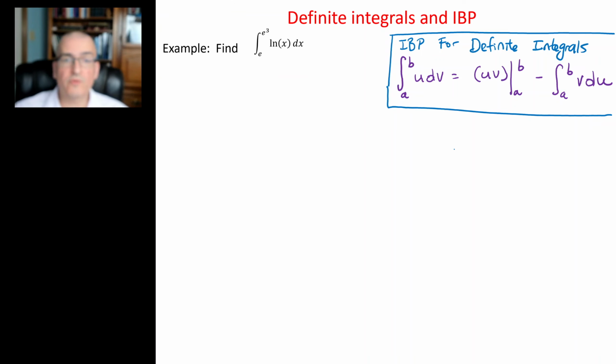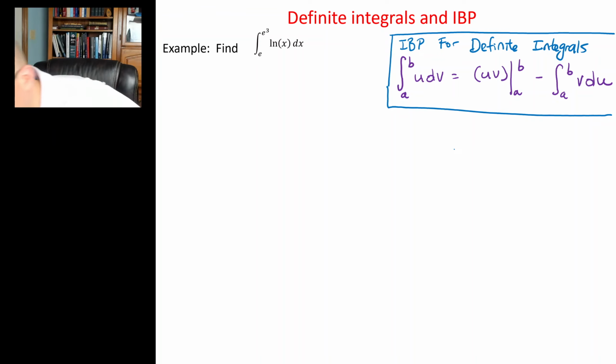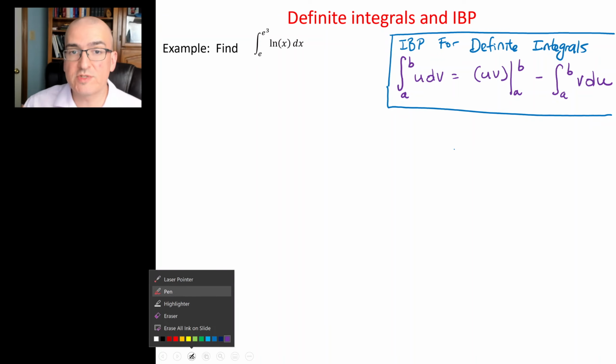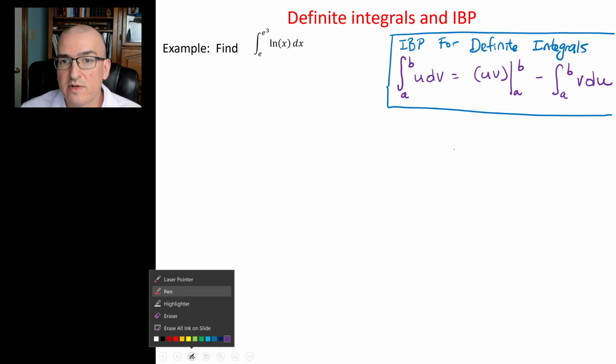All that we're doing to create this formula is we're taking the 2 components that come out of the integration by parts formula for indefinite integrals, and we're just evaluating both of those pieces from a to b. We're taking our uv piece, evaluating it from a to b, and we're taking our integral of v du and putting bounds on that integral, the same bounds that the question started with. So I'm going to go ahead and use this formula and this approach to find the antiderivative of ln of x evaluated from e to e cubed.